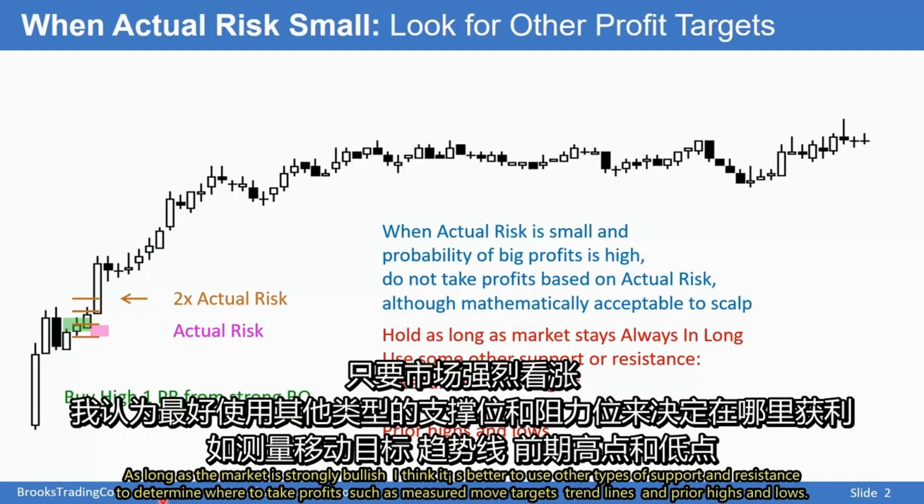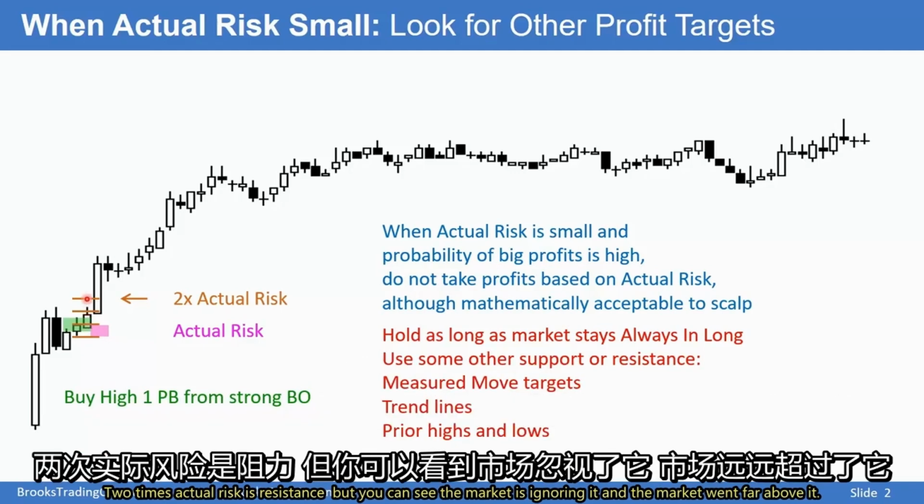As long as the market is strongly bullish, I think it's better to use other types of support and resistance to determine where to take profits, such as measured move targets, trend lines, and prior highs and lows. 2 times actual risk is resistance, but you can see the market is ignoring it, and the market went far above it.